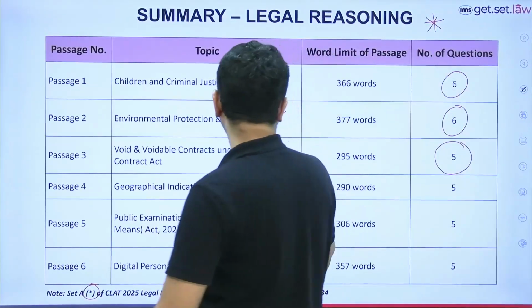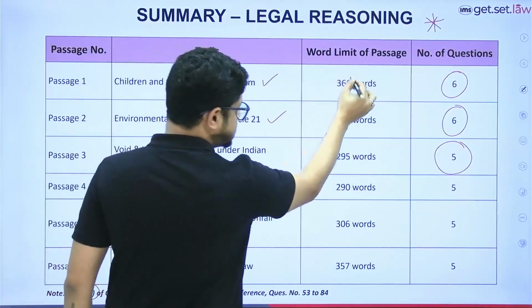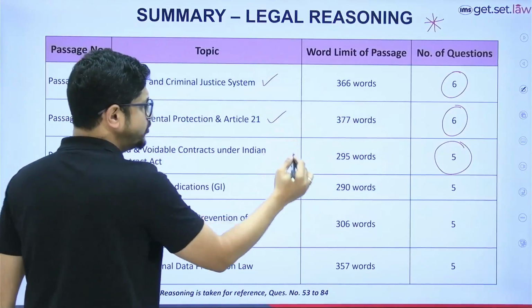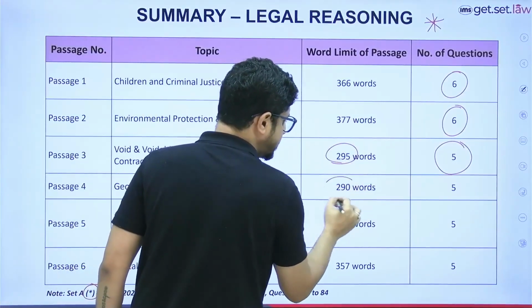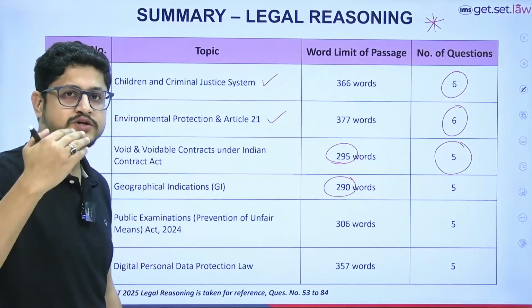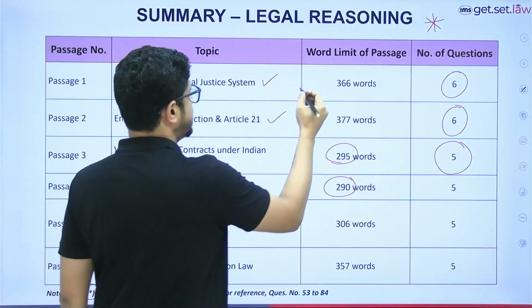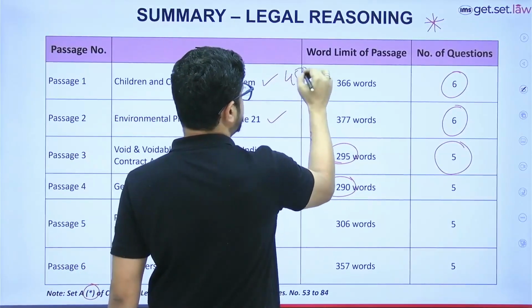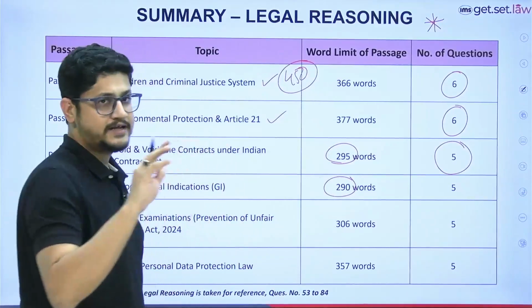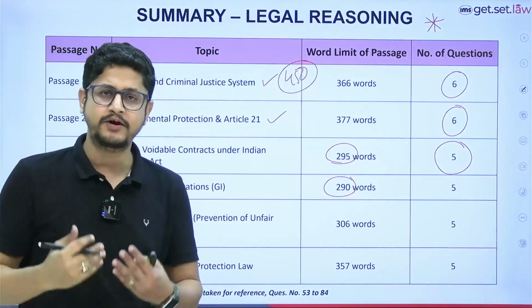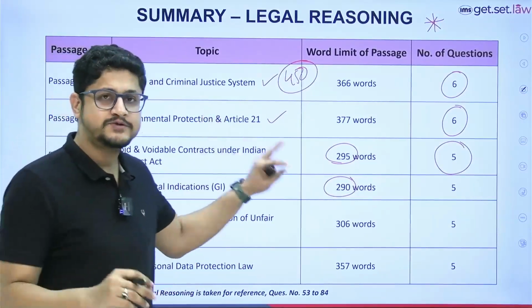Now the good highlighting part over here is, as you can see the word limit, the 2 passages are less than 300 words. But when you go to the consortium's website, they say that the word limit would be near about 450 words. So that is where they have kept the word limit lower. That means this was a speedy section.